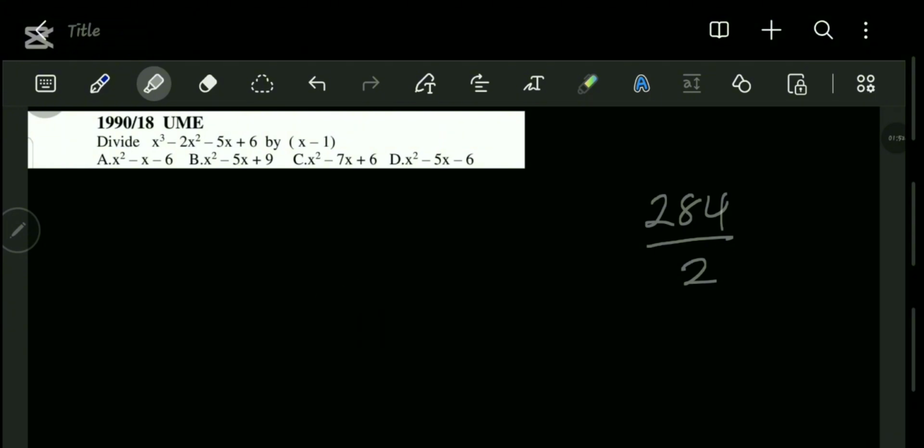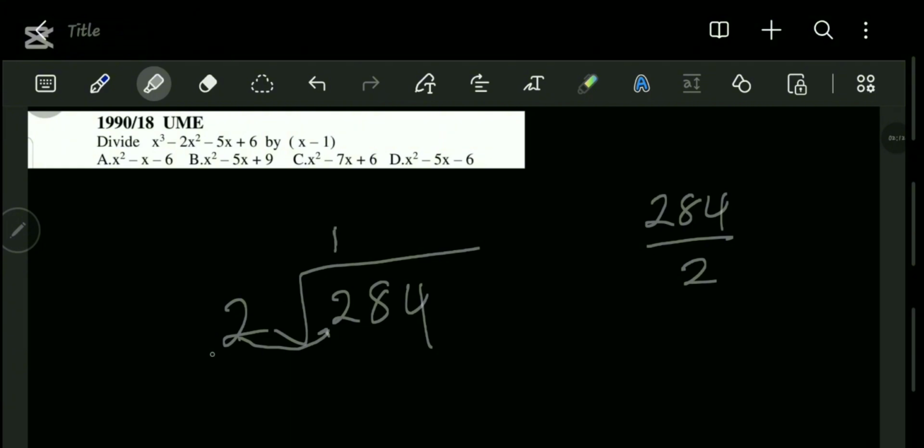Now how does the long division work? We are just saying that the numerator is going to be inside the root, right? 284, and the denominator will be just outside the root. So you are saying you're going to pick it one by one. So how many 2's can you see in the first number here? How many 2 can you see inside this 2? It's 1. You drop the whole number here.